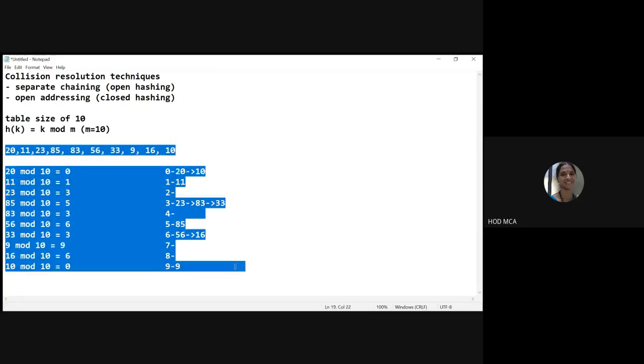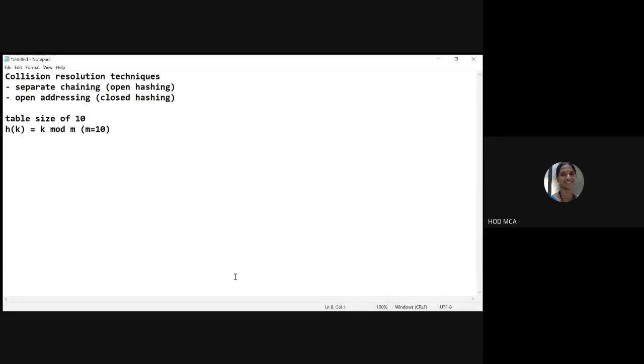So let us see that. Let me take another example. Let me take this sentence: a fool and his money are soon parted. This is the sentence I have taken. Now, let me say that my hash table is of size 13.